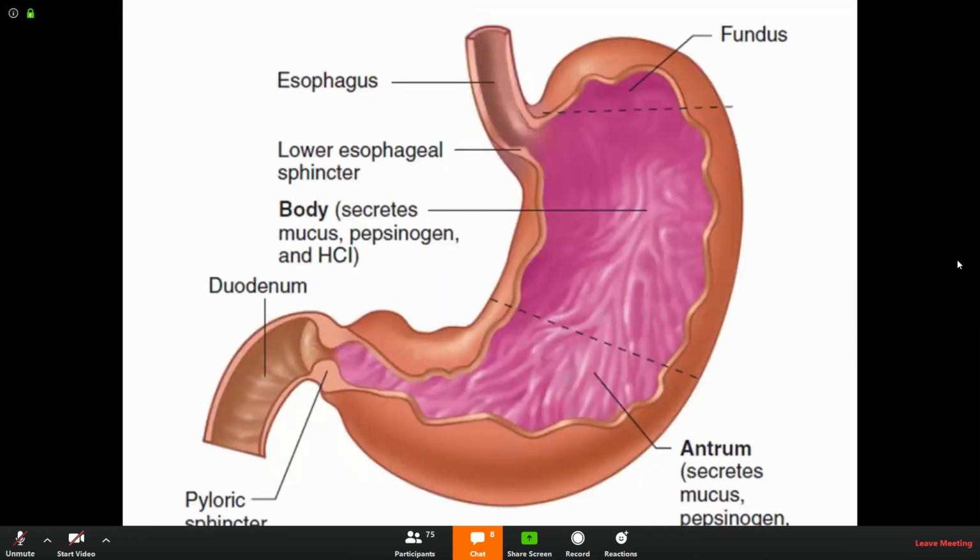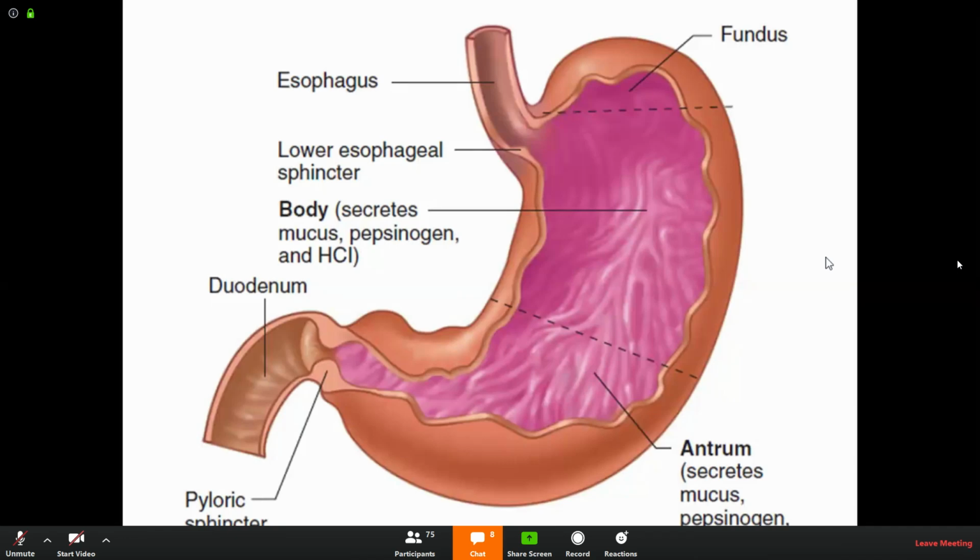So this is again the part of the stomach. This is the esophagus. This is the fundus. This is the body. This is the antrum, and this is the pyloric sphincter. So gastric glands are present mostly in the body and the antrum.